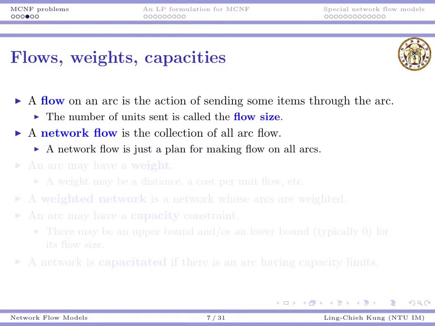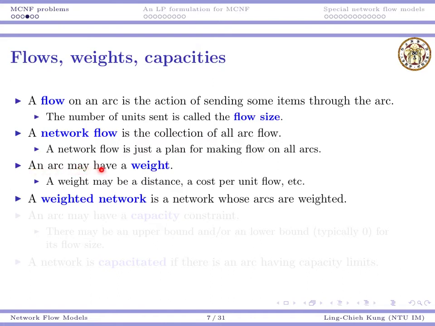A network flow is the collection of all the arc flows. So a network flow is just a plan for making flows on all the arcs. Here, one thing to keep in mind is that when we are talking about a network flow problem, we are planning how to send flows on each arc. We want to decide the flow size on each arc, and of course, that needs to satisfy some constraints we're going to tell you.